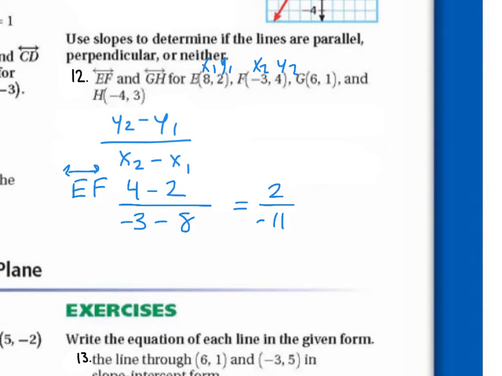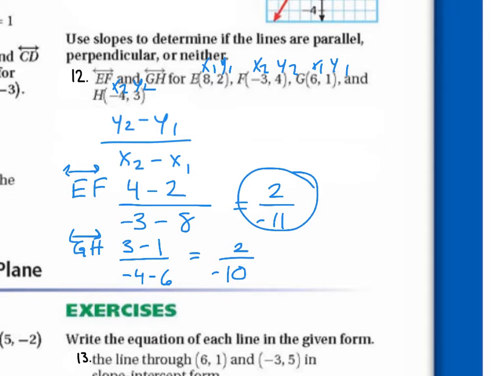And now we have to find the slope for GH. So we have our x1, y1, x2, y2. So we plug in our y2 first, which is 3, then our y1, so minus 1, over x2, negative 4, minus 6. So we get 2 over negative 10.